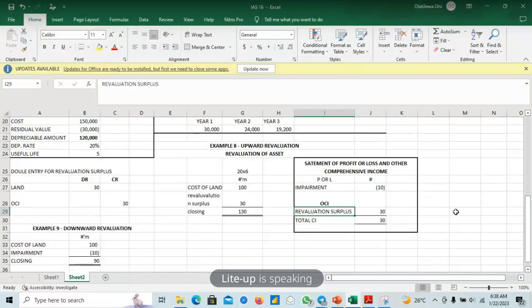In the next class, I will be telling us how to treat something that has been revalued upward and is later revalued downward. And the double entry for impairment, just like I did there.